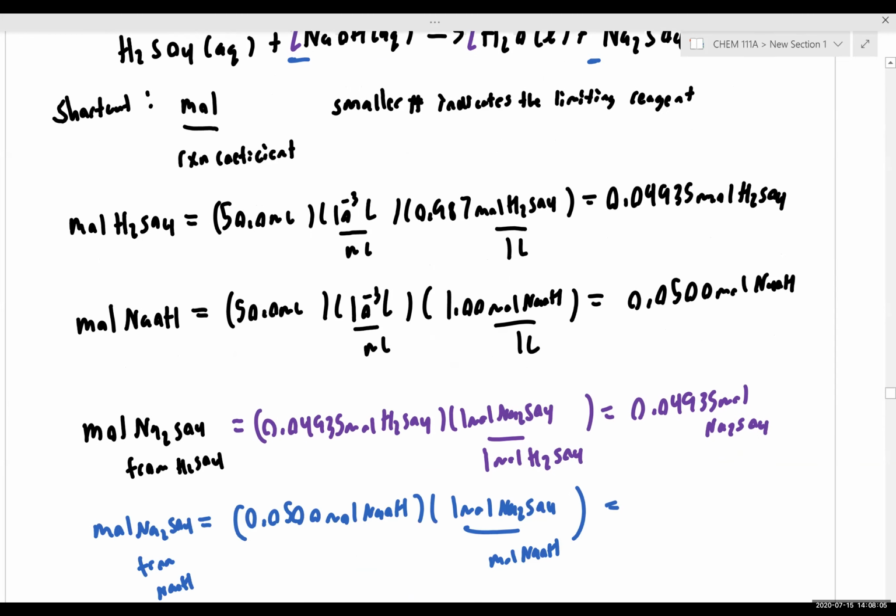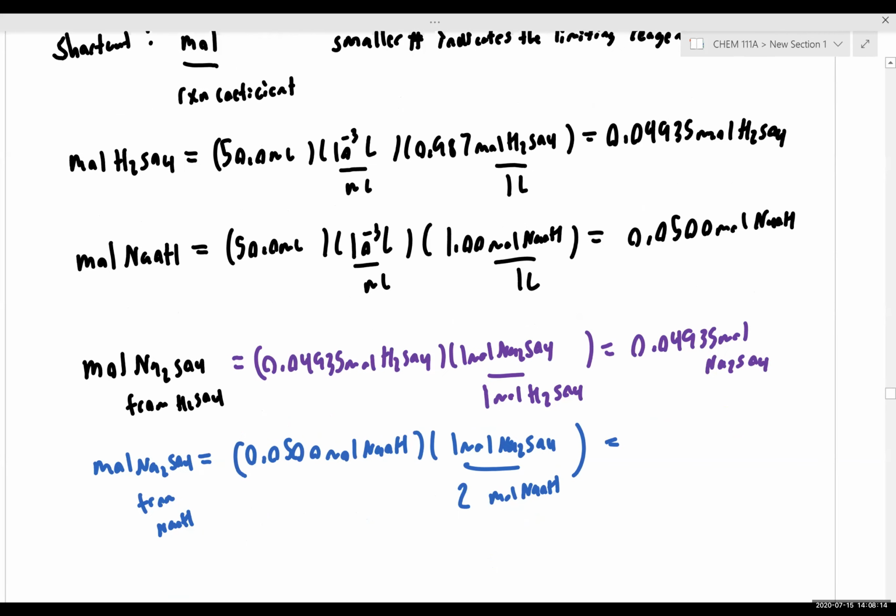1-to-2. This is really important because these problems are still fundamentally built on the scaffolding of limiting reactants. So we see when all of our sodium hydroxide reacts, we only get 0.025 moles of sodium sulfate.